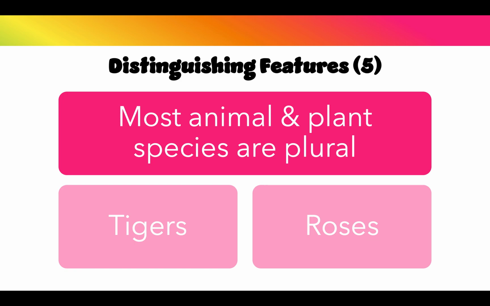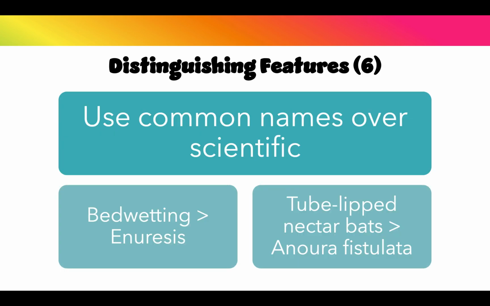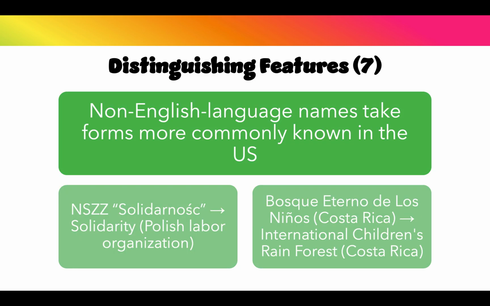We also note that most animal and plant species are plural, so this means you would list your subjects like tigers or roses. Similarly to the previous, it's better to use common names over scientific names. The scientific names are too complex for children, which would make the catalog inaccessible for them. They might not click on a resource that shows Anax fistulata, even though they are looking for tube-lipped nectar bats.